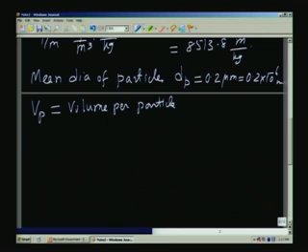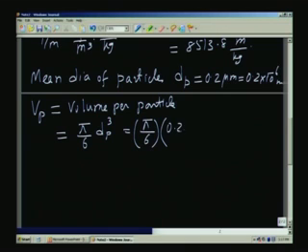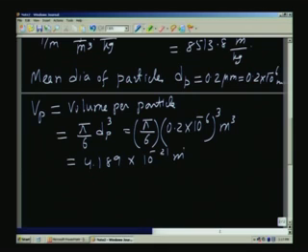So, volume per particle is given by pi by 6 dP cube. That will be pi by 6 into dP cube, which is 0.2 into 10 to the power of minus 6 whole cube. This will be in meter cube, and this works out to 4.189 into 10 to the power of minus 21 cubic meters. We are working with very small volumes and the corresponding mass of the particle.